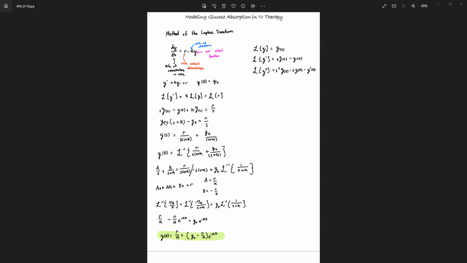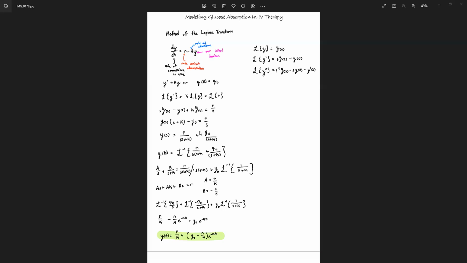Plugging in our transforms, we are left with s times Y(s) minus y(0), which we know y(0) is equal to y naught. So we can change this to y naught, plus k times Y(s) equals r over s. Next, we can factor out a Y(s), and we are left with the equation Y(s) times (s plus k) minus y naught equals r over s.